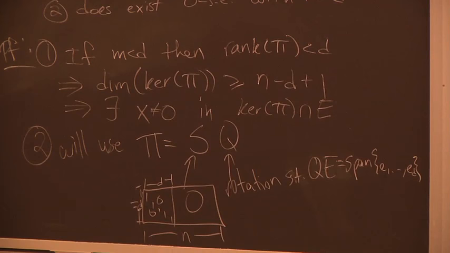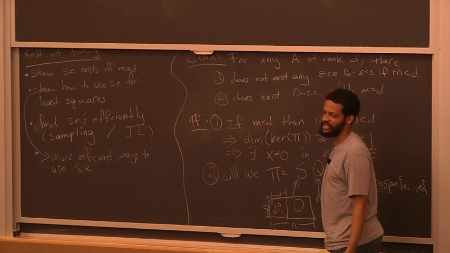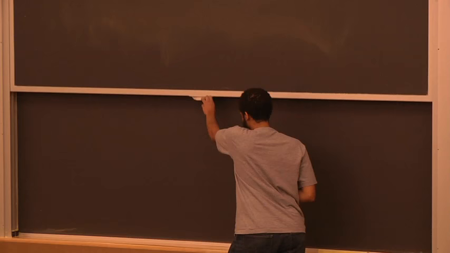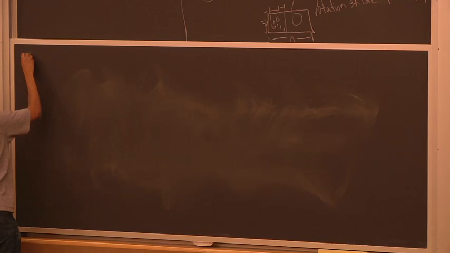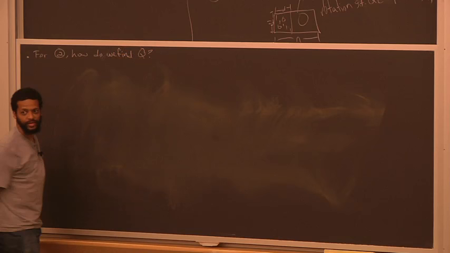Okay, so great. So we know that there's always this perfect subspace embedding, right? You can't beat zero error. And we know that you can get it if and only if M is at least D, so we know the answer, right? So you can say, well, what's the rest of the lecture about? What's the point then? Well, for two, how do we find Q, right? So there's a theorem.